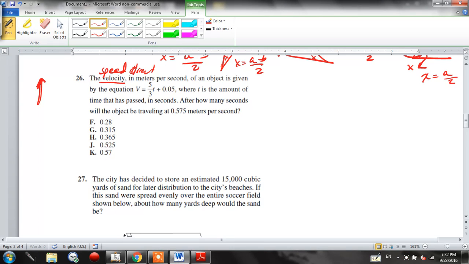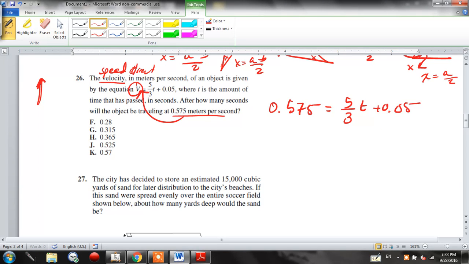The velocity, in meters per second, of an object is given by an equation like this. So this is the velocity, the speed of this object at any given time, where t is the amount of time that has passed in seconds. After how many seconds will the object be traveling at that many meters per second? So that's the velocity. So that's going to be 0.575. Just substitute that in place of the v over here, equals 5/3 t plus 0.05.